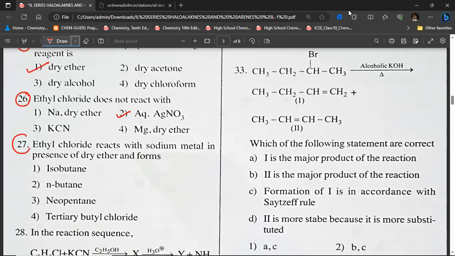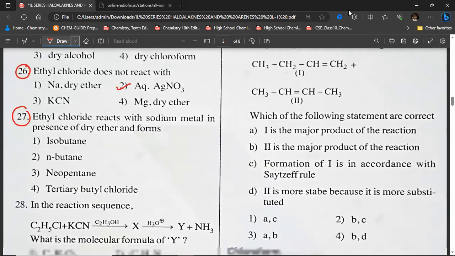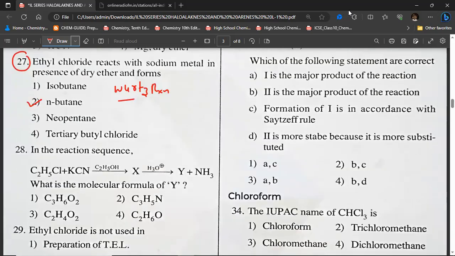Next, 27. Ethyl chloride reacts with sodium metal in presence of dry ether and forms. As you all know, it is one of the top important named reactions, that is the Wurtz reaction. The Wurtz reaction gives straight chain alkanes. N-butane is the right answer for this question.